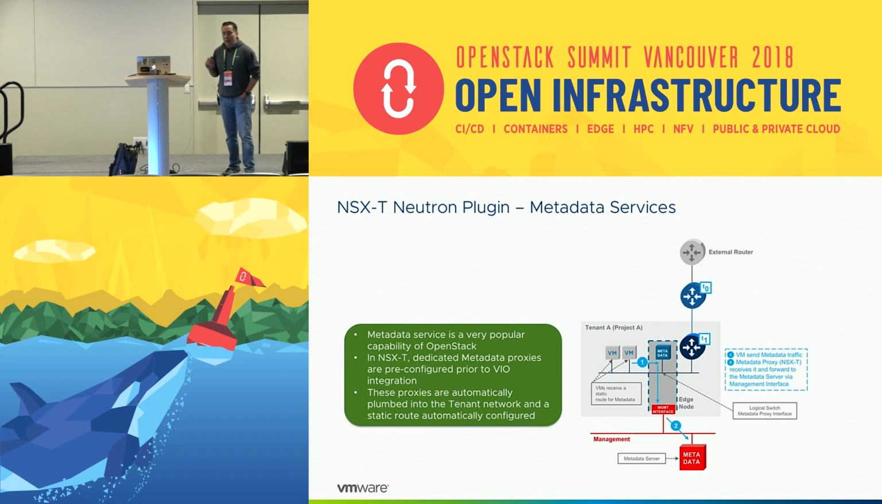Okay, this is another interesting implementation. Our metadata access in NSX-T happens out of the box, automatically, right? In other OpenStack implementations, whether you're using just the standard reference implementation with Neutron, you'll know that sometimes you have to worry about host routes and things like that, and maybe adding routing in your physical network to be able to get the packet from the instance to where the Nova metadata service resides.